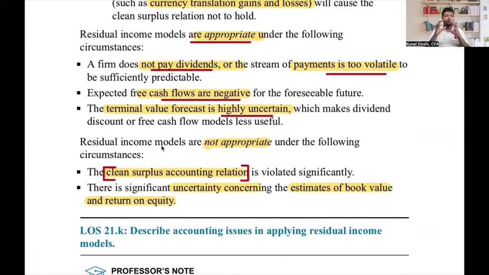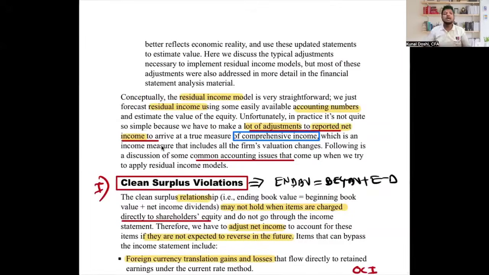When this is violated, what is the case? And when there is uncertainty regarding the book value, the book value estimation itself or return on equity estimations are not reliable. In that case, you can't use this, which is a very rare possibility. But what is this clean surplus accounting relation? Remember, the difference between the last year's book value or equity value and current book value should be due to two reasons, that is net income and dividend, isn't it?